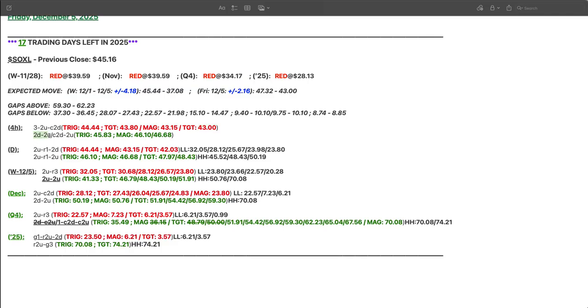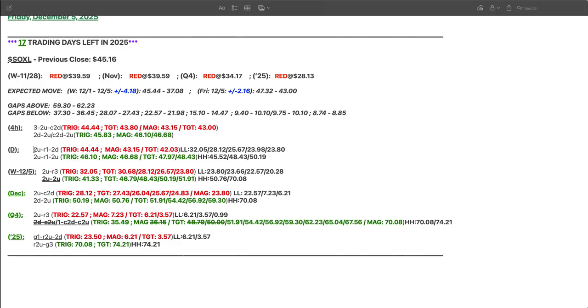If we push to the upside in that first 4-hour candle tomorrow, we trigger a 2 down, 2 up at 45.83. Magnitude for that move is 46.10, right? Again, not a lot of magnitude there. And if we push above 46.10, that actually triggers a combo 2 down, 2 up, and the magnitude for that move is 46.68. All right, so that's how we're looking at it from a 4-hour chart.